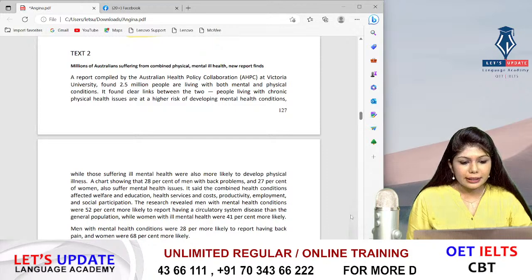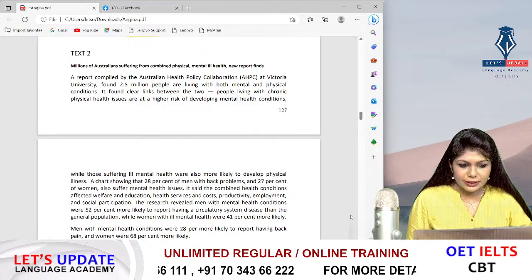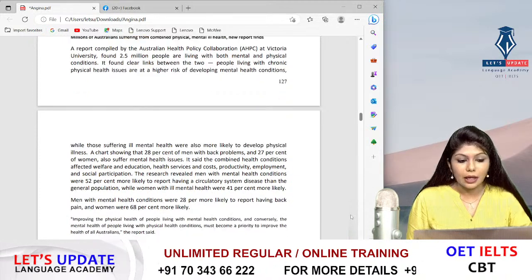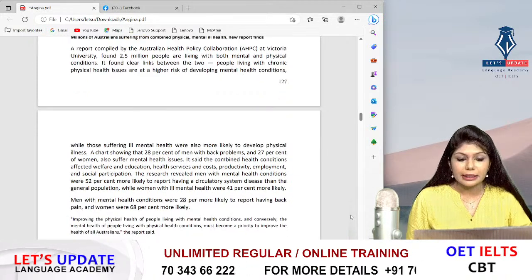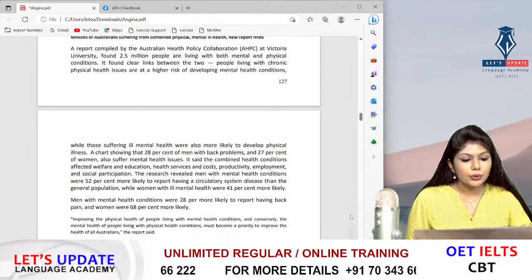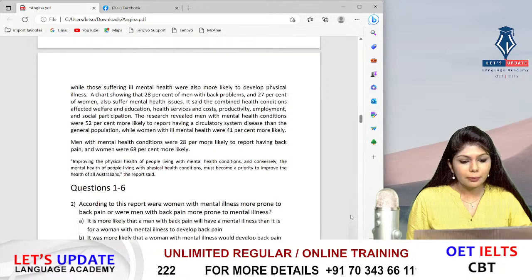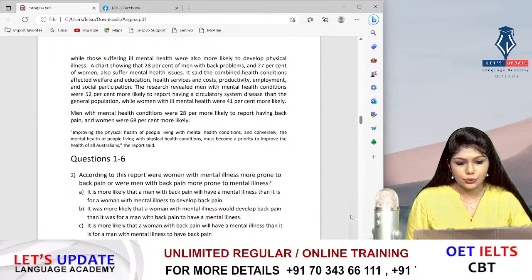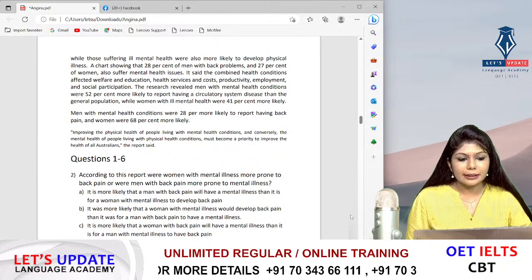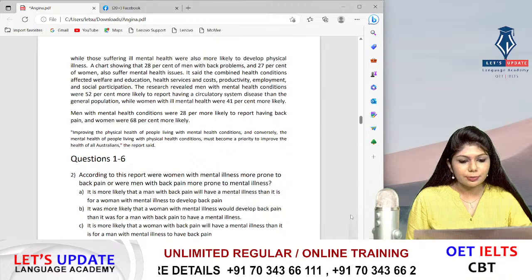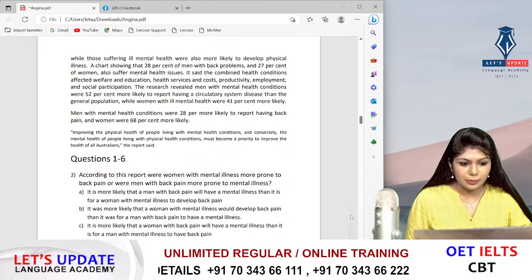It found clear links between the two. People living with chronic physical health issues are at a higher risk of developing mental health conditions, while those suffering ill mental health were also more likely to develop physical illness. A chart showing that 28% of men with back problems and 27% of women also suffer mental health issues. It is said that combined health conditions affected welfare and education, health services and cost, productivity, employment, and social participation.